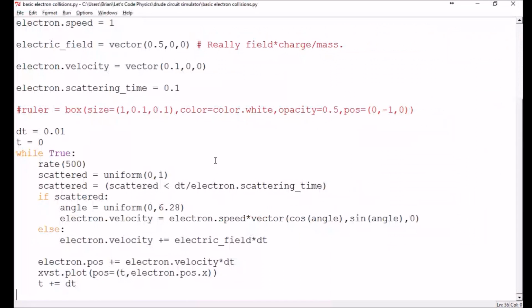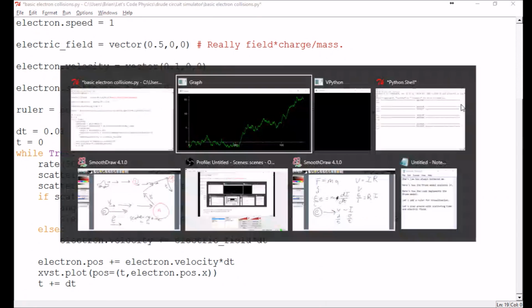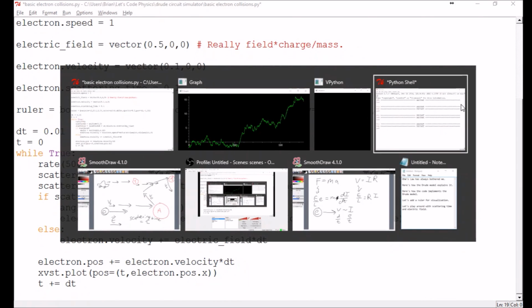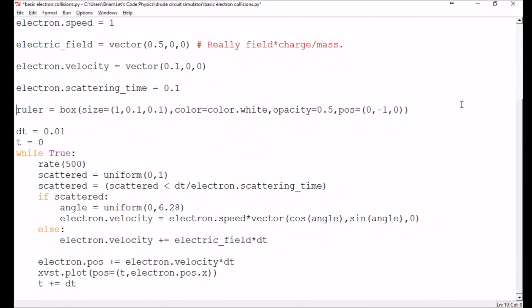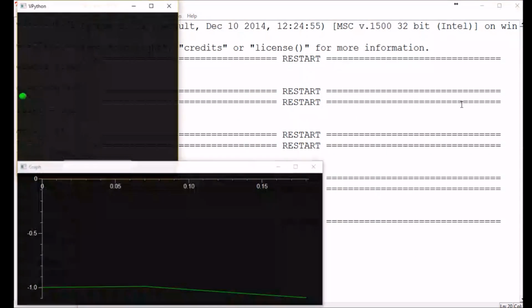Let's make that a little bit easier to view. I put on this ruler here. It's not marked or anything. It's just a box of length 1. It'll be centered on the screen, a little bit low. We can use that to get an idea of how far the electron moves on the animation. So let's run this with the ruler.